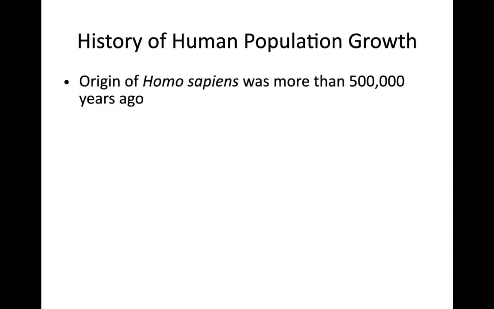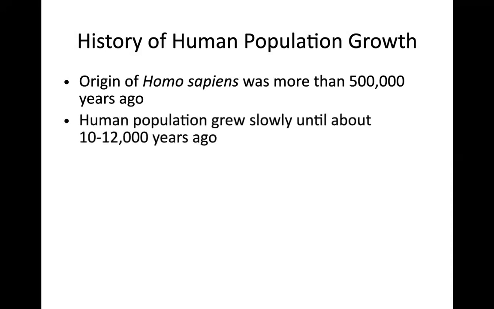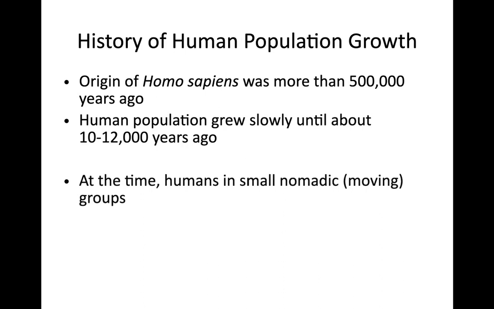The origin of our species, Homo sapiens, was more than 500,000 years ago. And the population overall grew very slowly until between 10 and 12,000 years ago. If you study history, the things you want to look at are what was happening around this time that caused what you would call the human population explosion. When we look at what happened between 10 and 12,000 years ago, we find there was a really big change to how we lived.